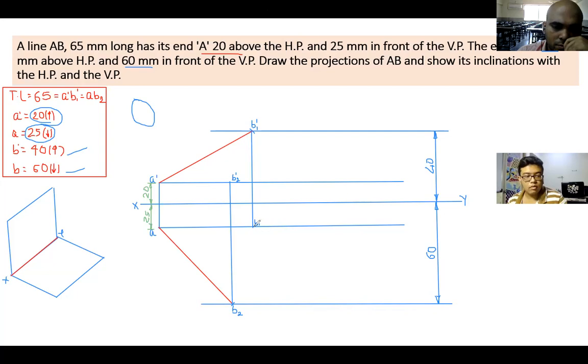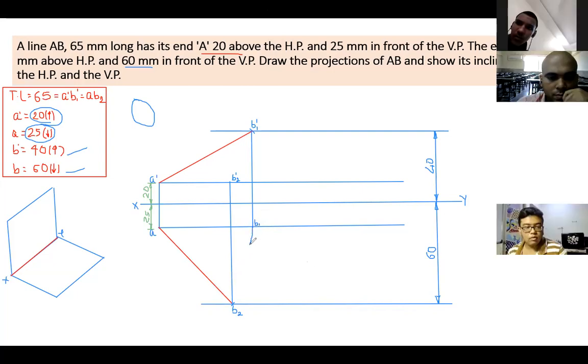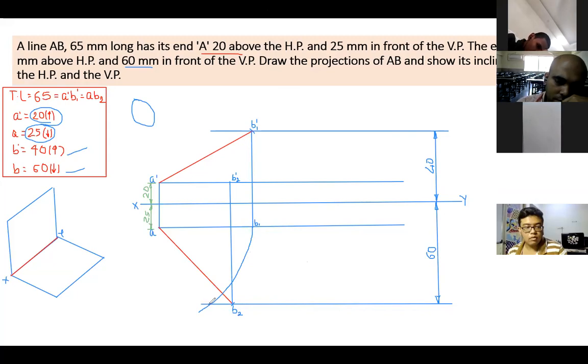How will we make it? A B1 is the distance in your rounder, A is the center, and then cut the arc. Make an arc in this. It should cut this line. It should cut here. Wherever it is cutting, that point we will call B.